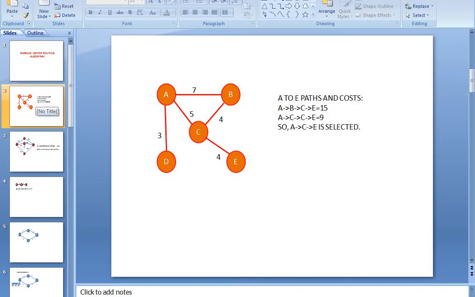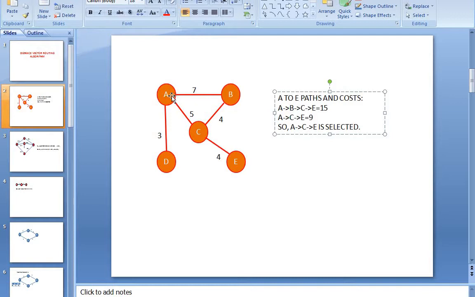According to the Bellman-Ford algorithm, what happens here? We have some nodes here, A, B, C, D and E. Now, if from A to E we need to transfer some data, then what are the possibilities of reaching E from A? From A, we can go to C, and then from C, we can go to E. In that case, the cost will be 5 plus 4, 9.